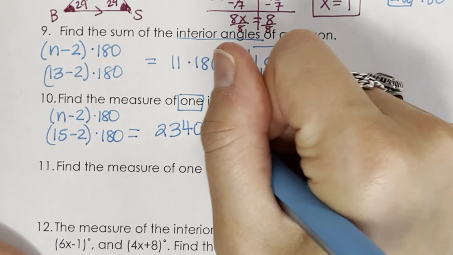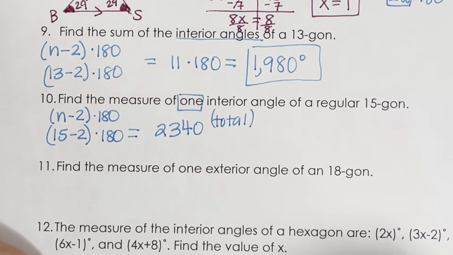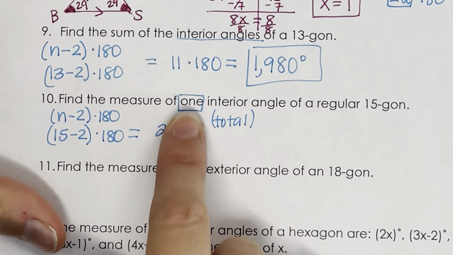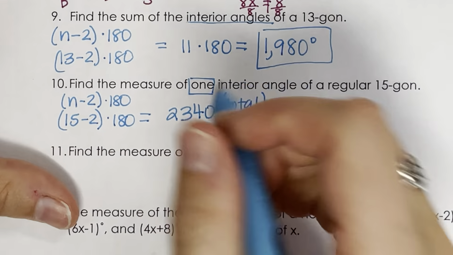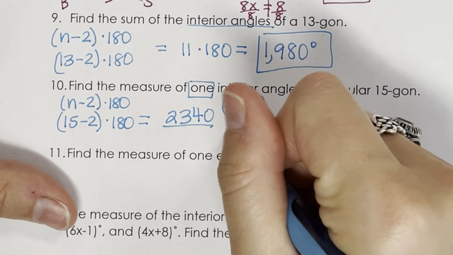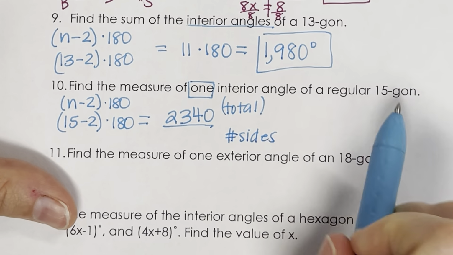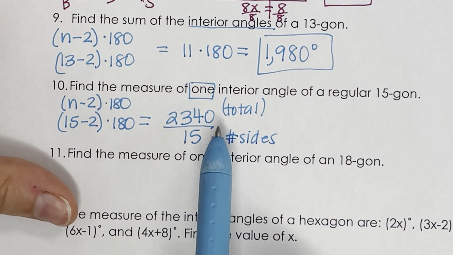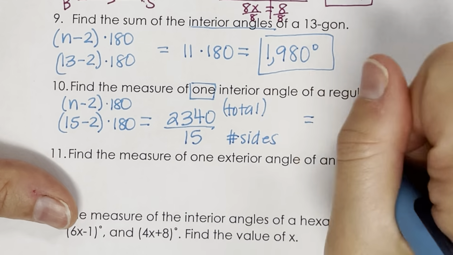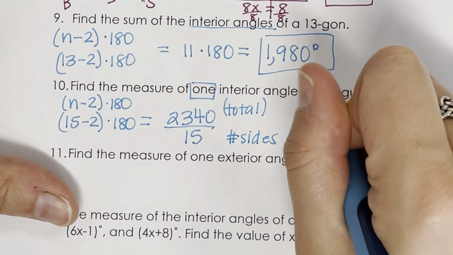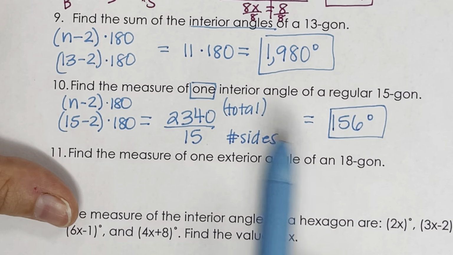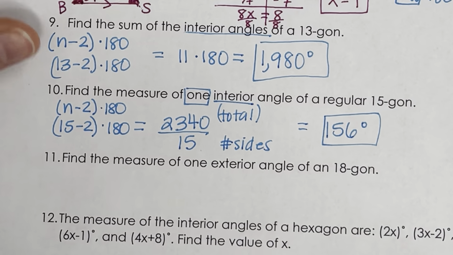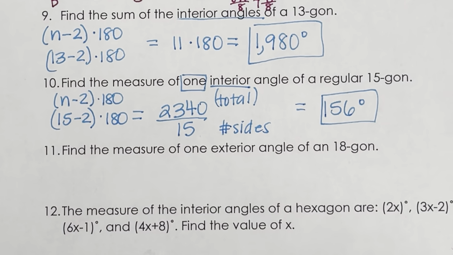2,340. Now, that's the total amount of all of the interior angles. To figure out just one, I'm going to take that total amount and divide it by the number of sides, which is 15. So 2,340 divided by 15 gives me 156 degrees. So each interior angle, interior is important, of a regular 15-gon is 156 degrees.